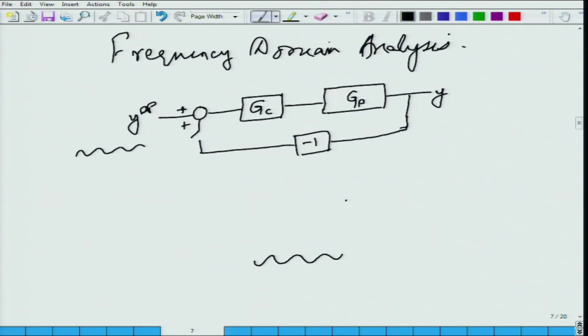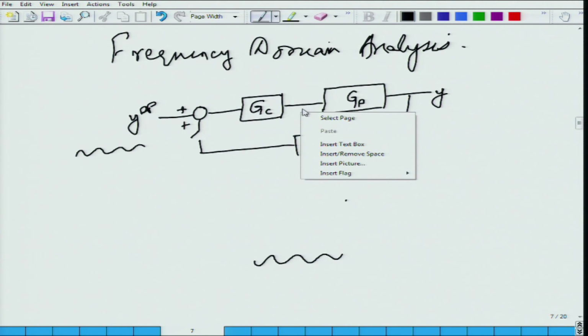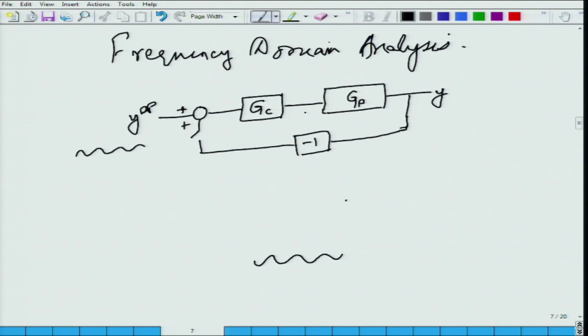If the input is a sine wave, then this would be a sine wave. If sufficient time has elapsed, this would also be a sine wave, and since G p is being forced by a sine wave, y would also be a sine wave, and the signal here would also be a sine wave. So, if my set point signal is moving as a sine wave, I will get a sine wave here. Its amplitude will be different and it will have a phase shift.